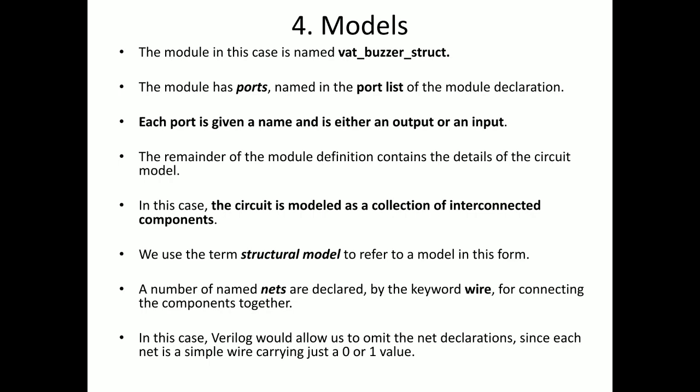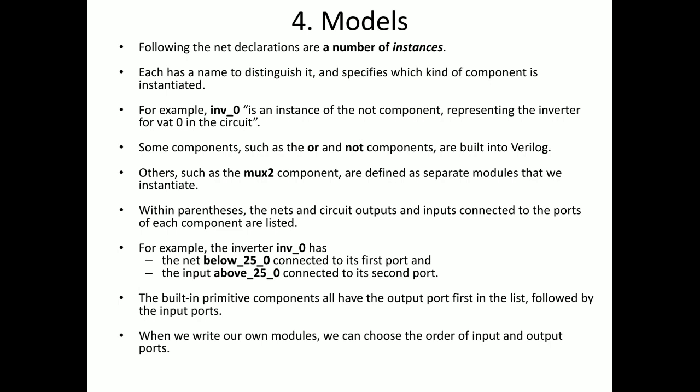Okay, following the net declarations, a number of instances have been declared. The instances are gate level instantiation and module level instantiation. Okay, we shall see each instance has a name to distinguish it. For example, the inverter in VAT0 is named inverter 0. Okay, the inverter in VAT1 is named inverter 1. Okay, this is the instance name.